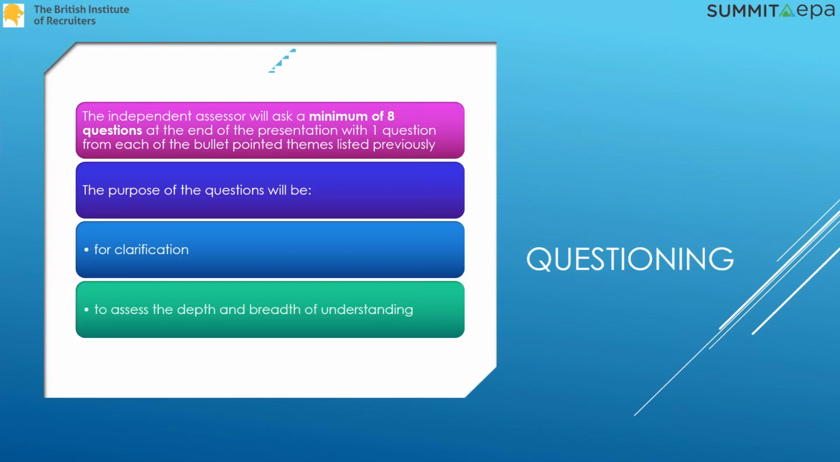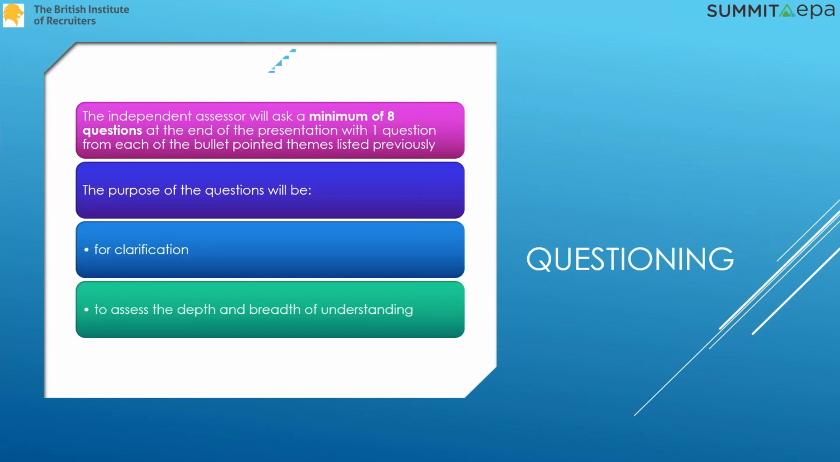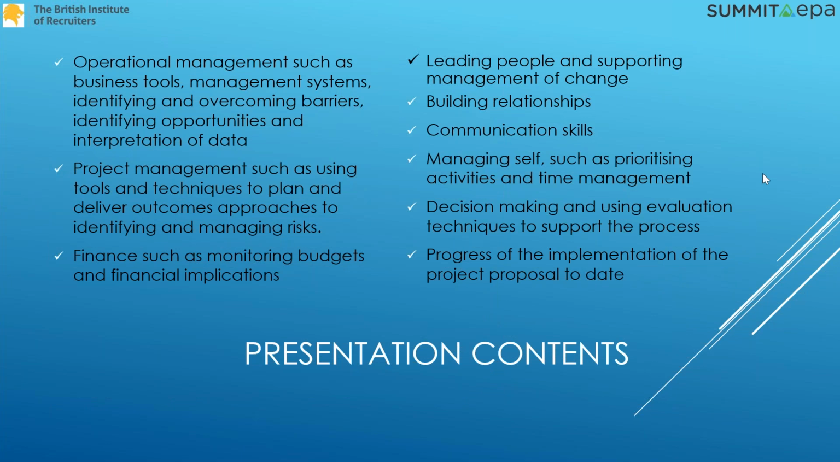The questioning after the presentation will consist of a minimum of 8 questions at the end of the presentation, with 1 question from each of the bullet points listed previously. So there will be a minimum of 8 questions, and we have to ask from each area. As you can see, there's 1, 2, 3, 4, 5, 6, 7, 8. There's 9, but we have to ask a minimum of 8. So you'd bet your bottom dollar it's probably 9 questions, but we have to ask 1 from each area.